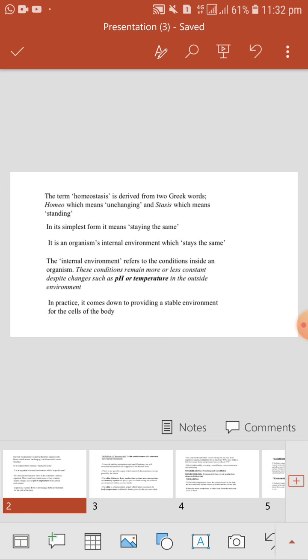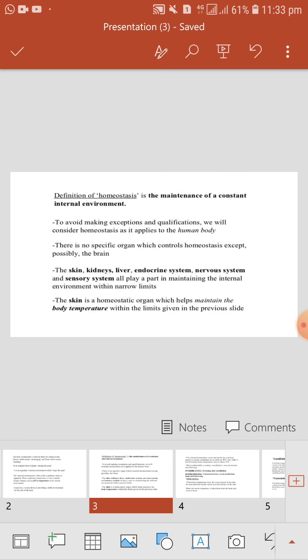Homeostasis is mostly concerned with the internal environment of an organism. The internal environment is the condition of the inside of an organism, but these conditions may be affected more or less by the pH or the external temperature. Homeostasis is defined as the maintenance of a constant internal environment. Now, to avoid making exceptions and qualifications, we will consider homeostasis as it applies to the human body.